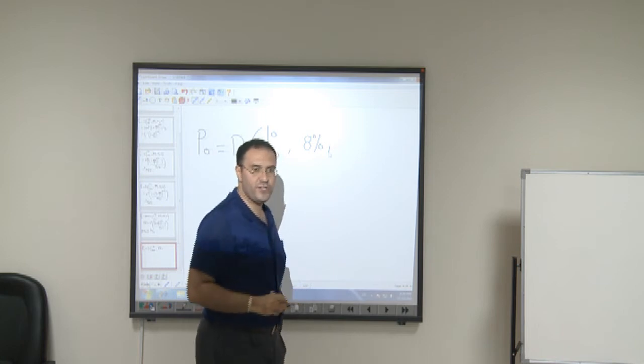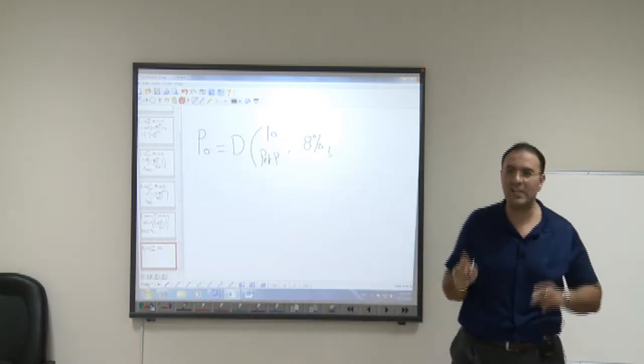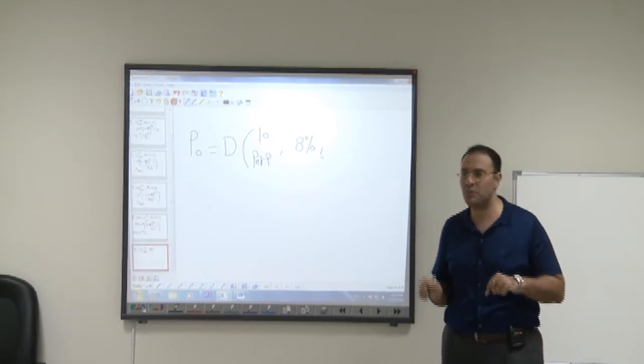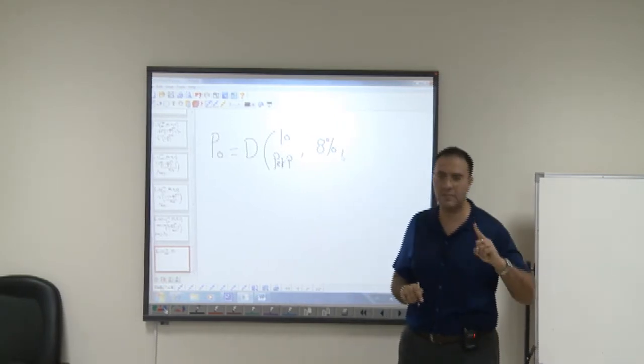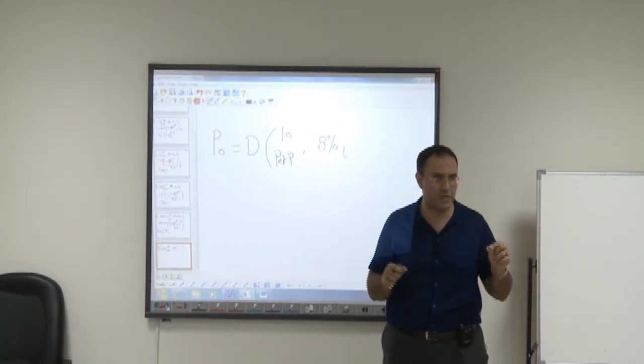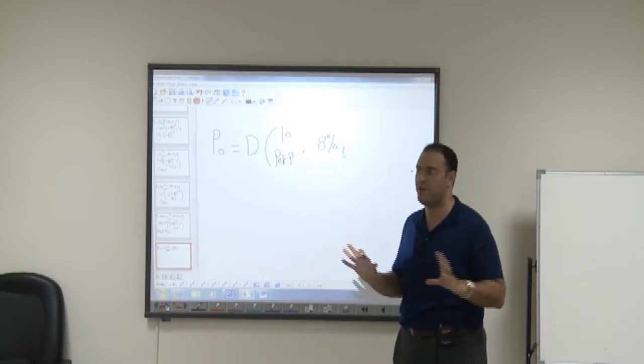M is how much? 1. Why? Because it's $10 per year, and therefore M is 1, once a year. So a year is a period.